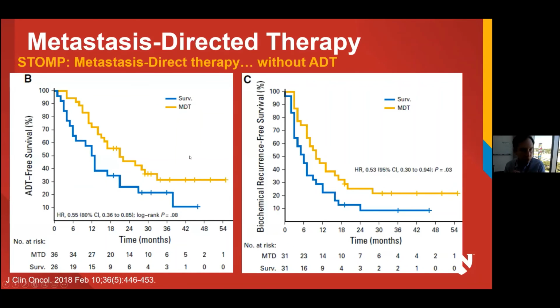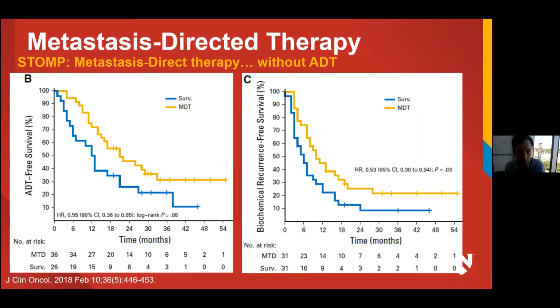These were the outcomes from the study. In the yellow bar here are the patients that underwent metastasis-directed therapy versus those that had surveillance and started on ADT for the indications I just mentioned. They demonstrated a significant benefit in terms of ADT-free survival. The patients were spared having to go on systemic therapy and have the side effects and toxicities from hormone therapy for, potentially, on average about 12 months longer.